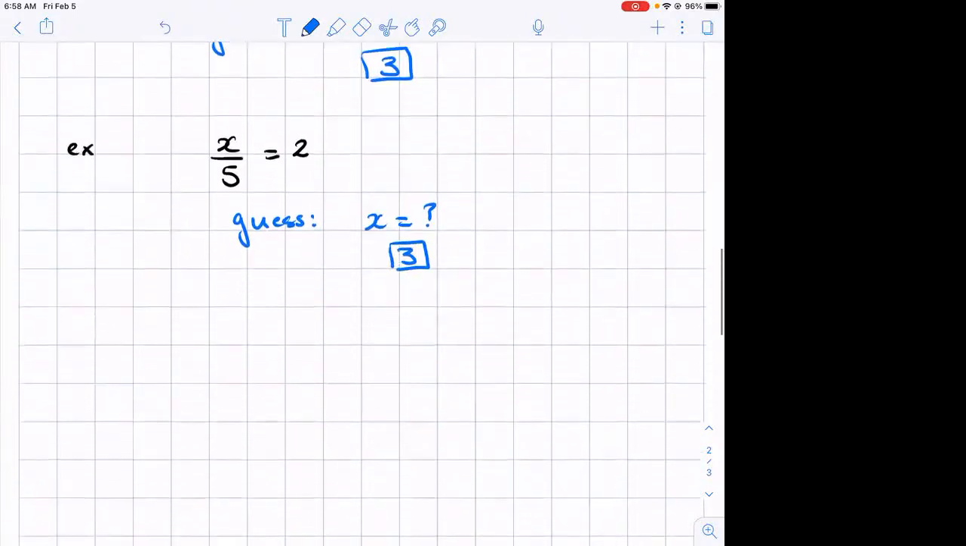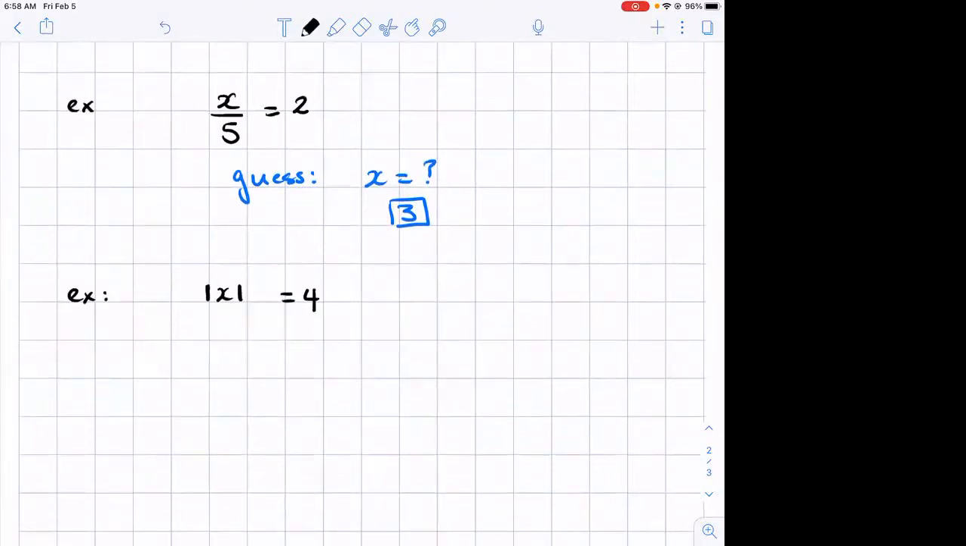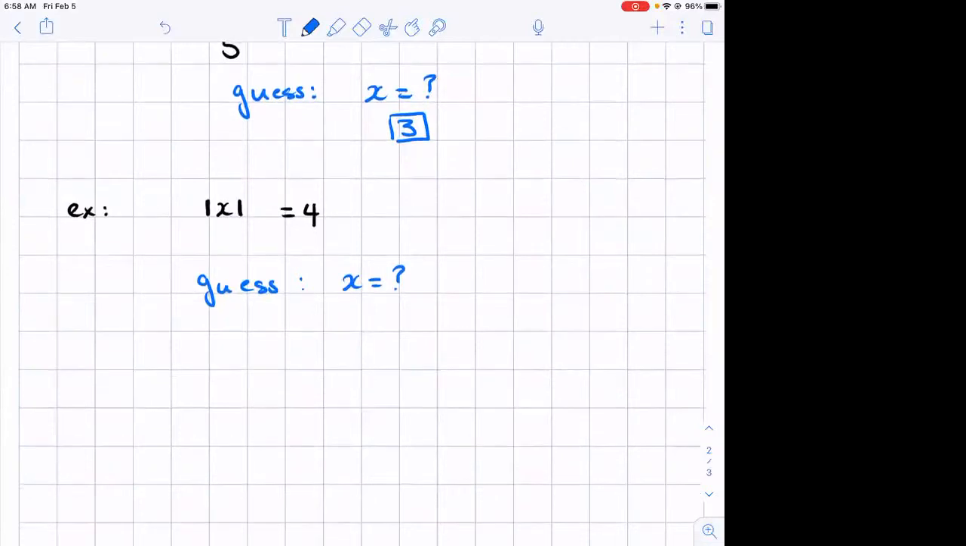Now, here you have to be careful. Example, if I tell you the absolute value of x is equal to 4, guess x is equal to what? When you guess, you have to be careful, because we know that the x value could be a positive number or a negative number. So your guess would be x is equal to 4 or x is equal to -4.